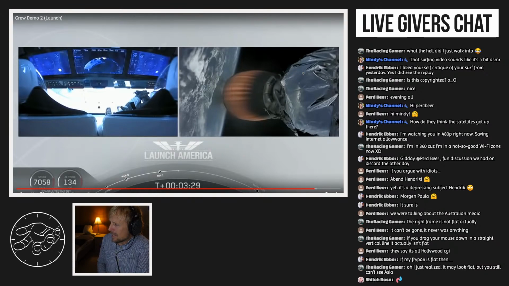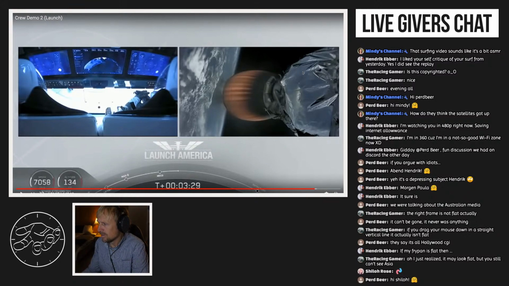I just realized it may look flat, but you still can't see Asia. I mean, I don't know what part of the planet we're looking at there.